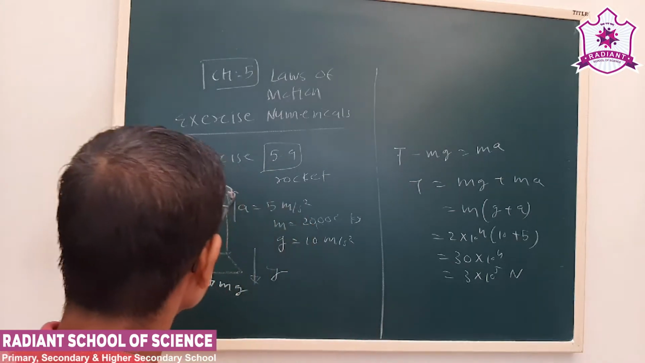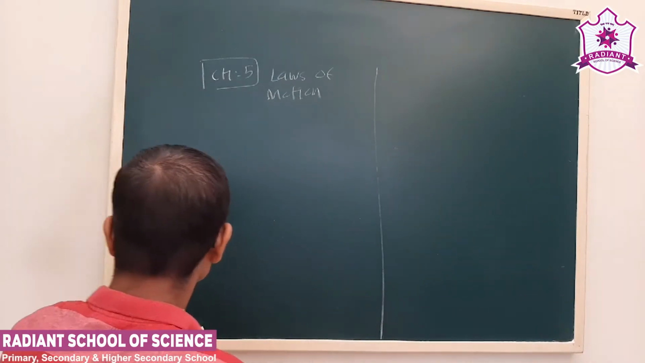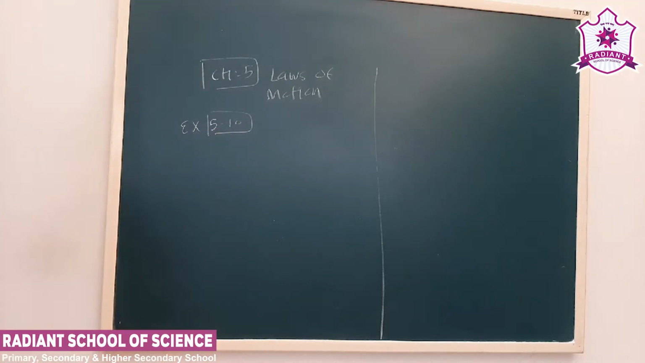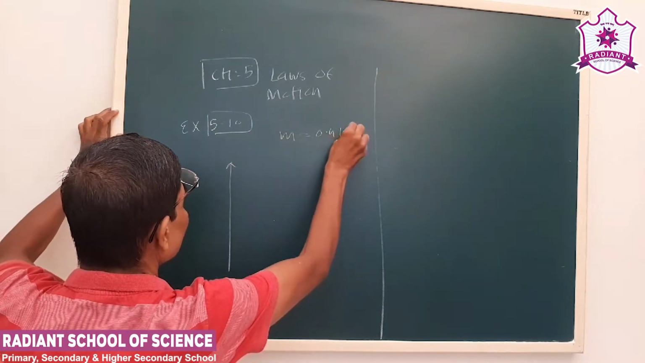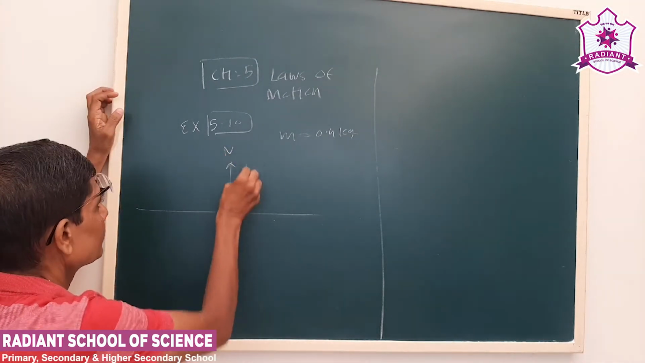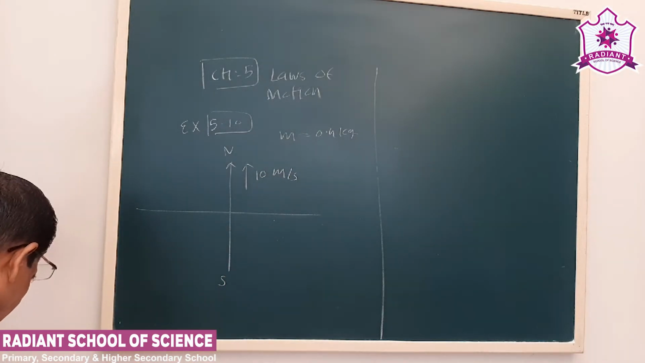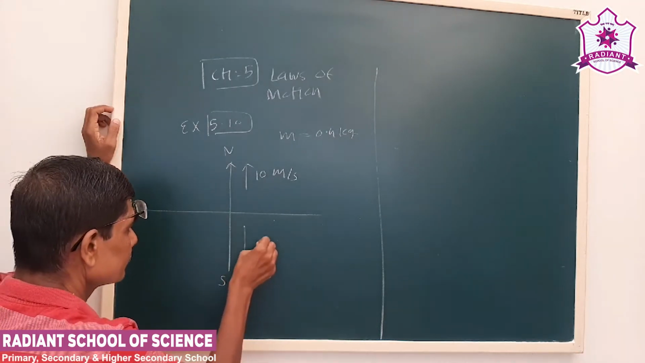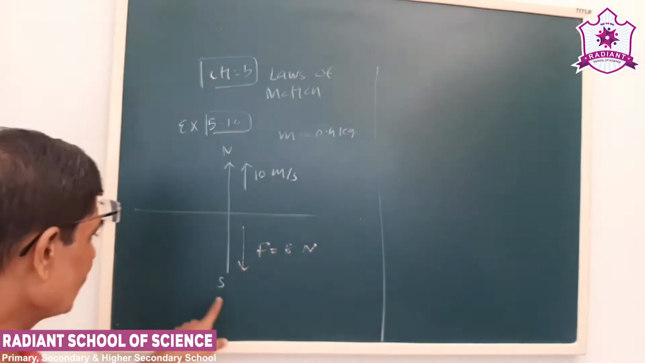Now next is exercise sum number 5.10. This one is a little bit lengthier. The mass of the body is 0.4 kg. It moves with an initial velocity of 10 meter per second. The force acts in the south direction, F is equal to 8 Newton, in the south direction.